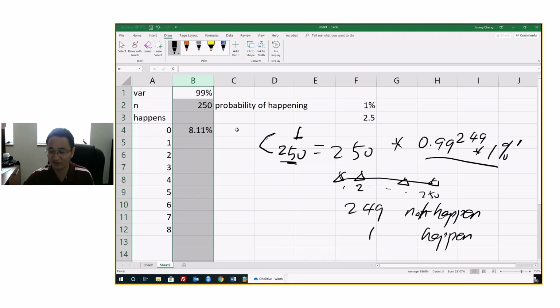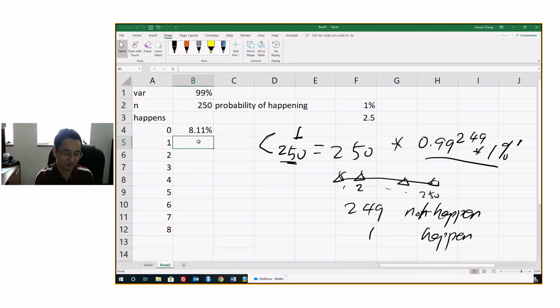Is that making sense? Let me use the mouse here to show that to you. So we will just do 250 times 0.99 to the power of 249 times 0.01 to the power of 1, right? So that's 20.47%. Is that making sense? Let me just erase it.